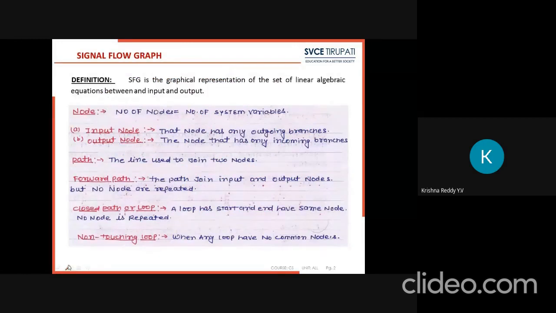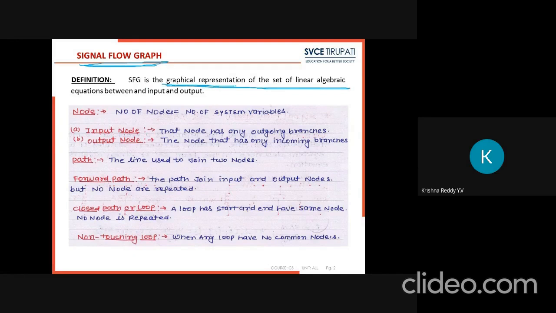Here with the help of the block diagram, we can calculate the transfer function. Block diagram is a shorthand pictorial representation. Similarly, with the help of signal flow graph also, we can calculate the transfer function. The block diagram is a shorthand pictorial representation. The signal flow graph is a graphical representation of a set of linear algebraic equations.